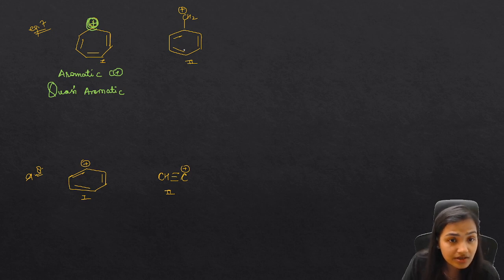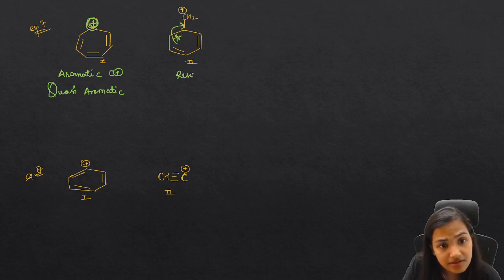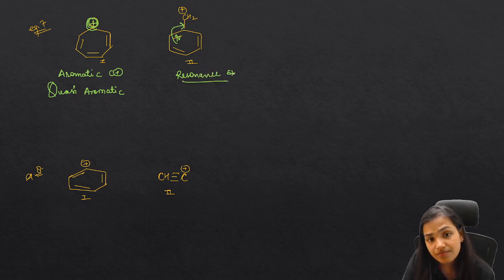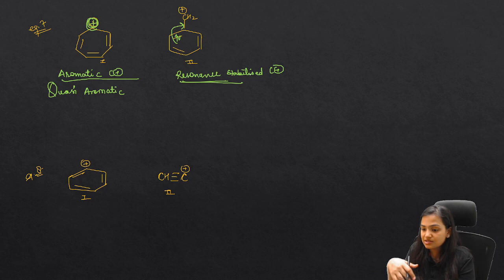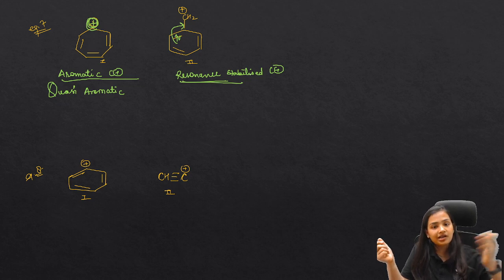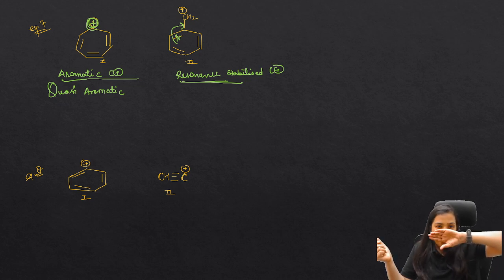Is this an aromatic carbocation? No, this is not an aromatic carbocation, and this will be getting stabilized by resonance. So this is the difference: this is a resonance stabilized carbocation, and this is an aromatic carbocation. Otherwise, of course, in aromaticity, resonance is actually there, right? Without delocalization, aromaticity could not be there. But this is the difference between the aromatic carbocation and the resonance stabilized carbocation.